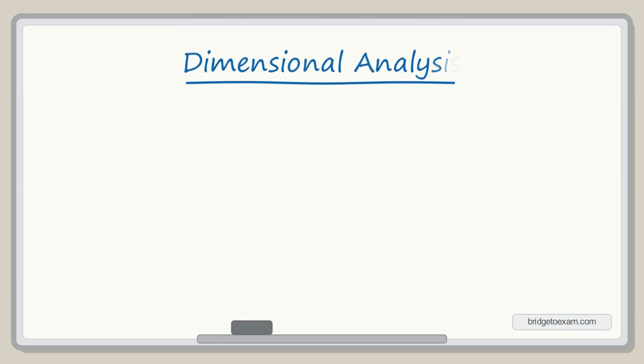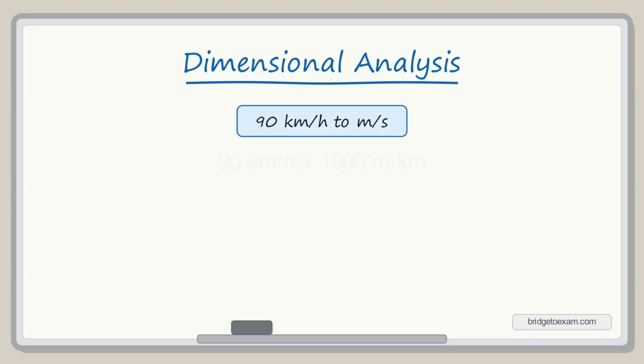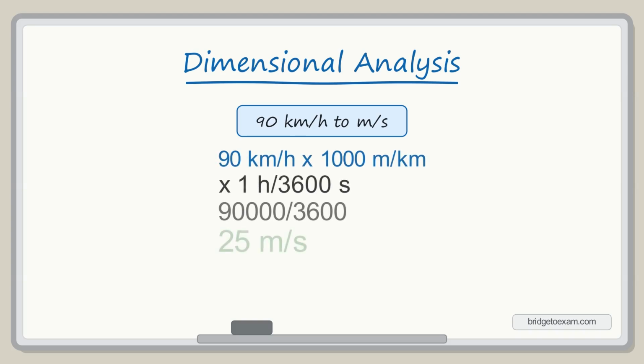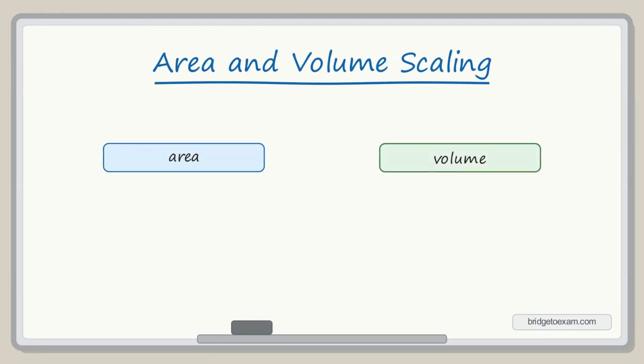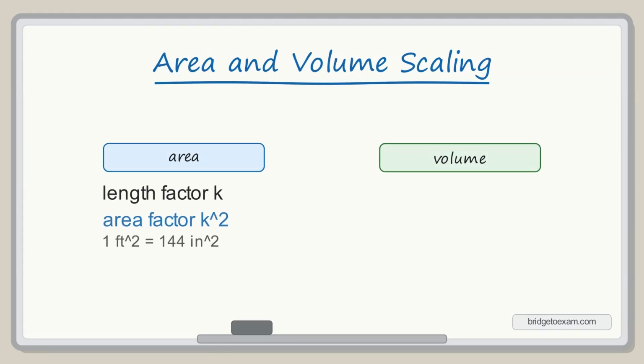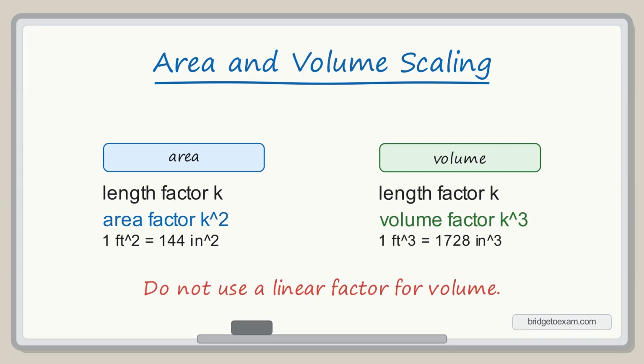For unit conversion, write conversion factors as fractions. Put the unit you want to cancel on the opposite side, then compute after the units cancel. For area conversions, square the length conversion factor. For volume conversions, cube it. 1 foot cubed is 12 cubed cubic inches, or 1728.